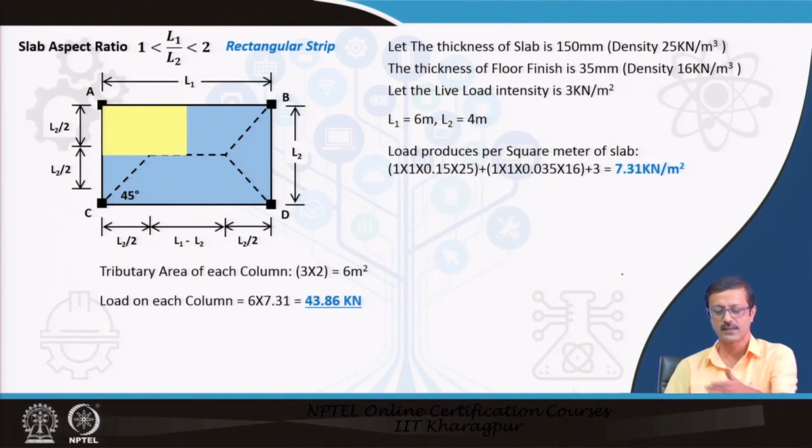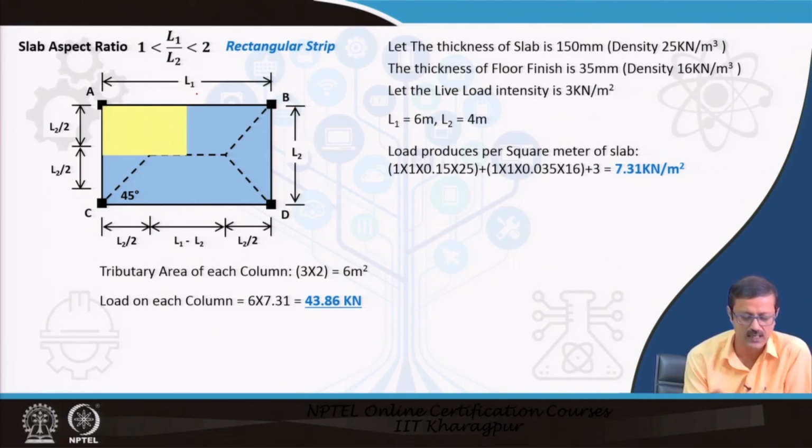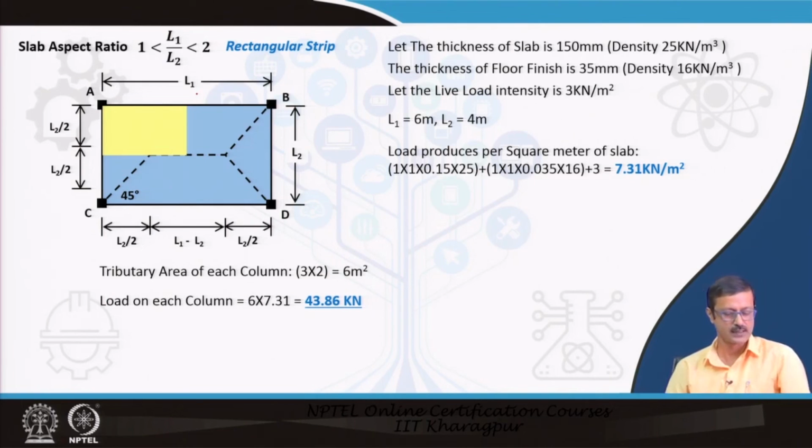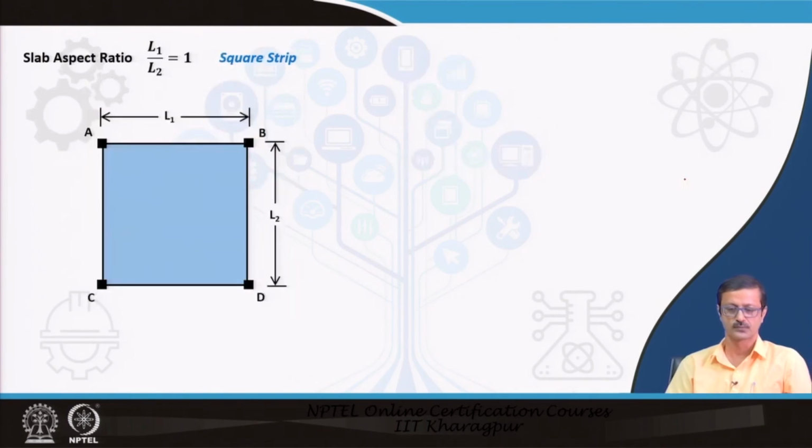So here, in the same problem, I have found out how much is the contribution to this particular slab, and this particular slab has contributed almost about 43.86 kilonewton, because this is a tributary area of one slab, 1/4 of that. The total load intensity is 7.31 kilonewton per meter square, including the live and dead load. So, in case of the square strip, what is going to happen?